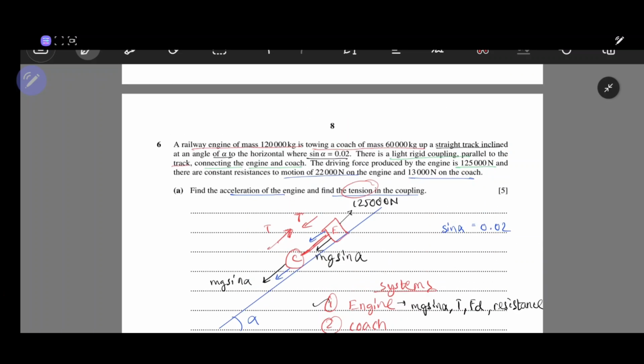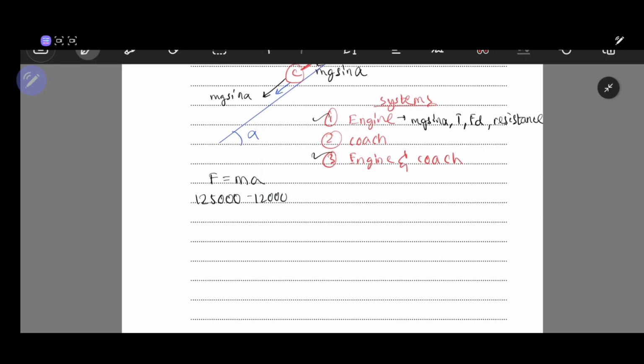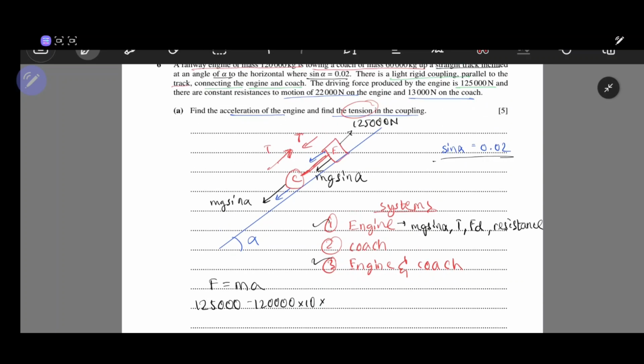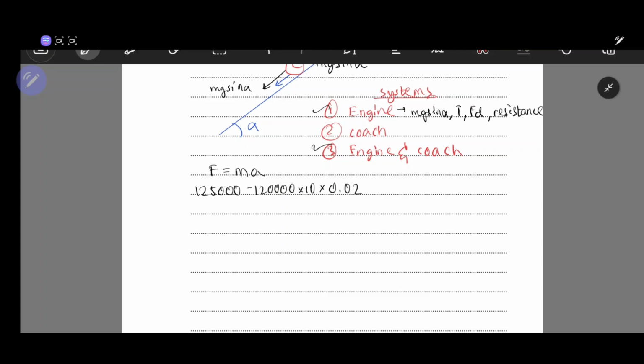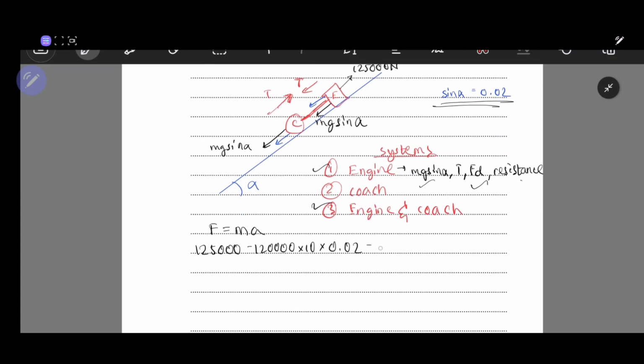So let's look at the mass. It was 120,000. So minus 120,000 times 10 times sine alpha. The value is already given as 0.02. So 0.02 mg sine alpha. So that is 1 down. The driving force is also down. We need to use the resistance. The resistance was 22,000. So minus 22,000. And lastly, the tension. We already determined that the tension is downwards. So this equation is used to find the resultant force, which is equal to mass into acceleration. So 120,000 times a. So this is for system 1. We have the driving force minus mg sine alpha minus the resistance minus the tension to find the resultant force, which is equal to mass into acceleration, ma.